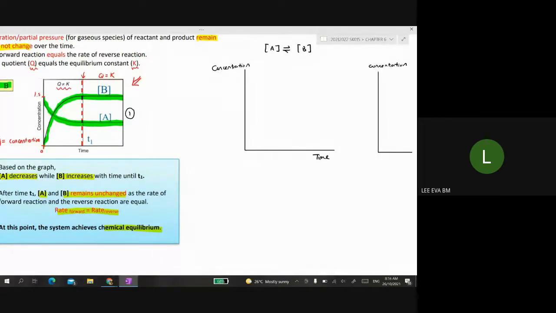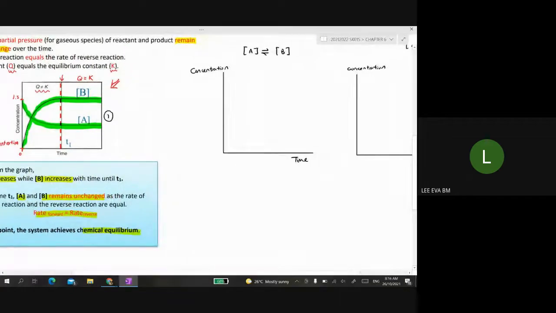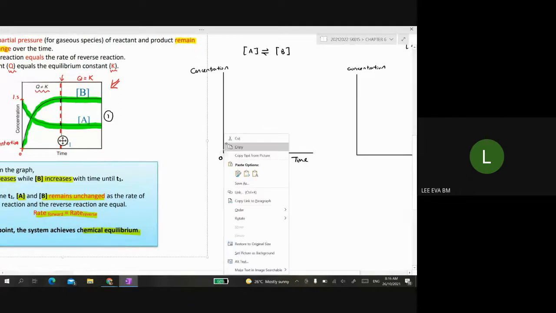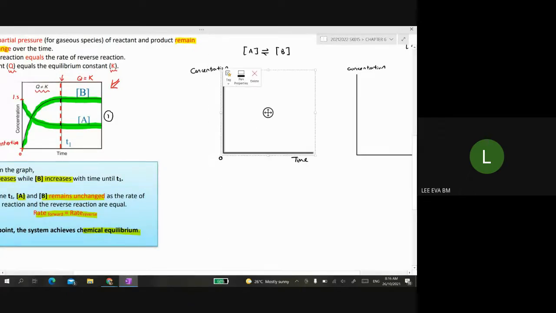Let's say I'm still using A and B. At time 0, I have my concentration of B at 0. But maybe I have some concentration of A. At the start I only have A, I don't have B. So saya boleh juga buat macam ni. Okay, so from time to time, the concentration decreases.